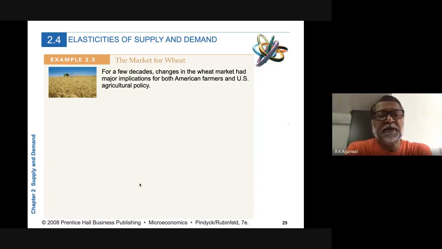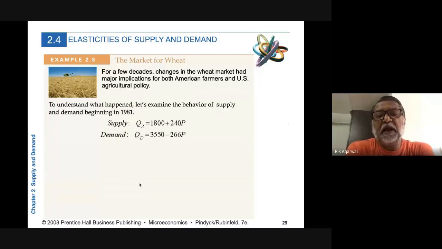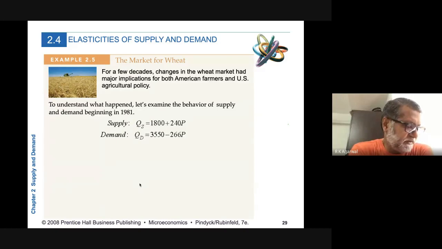announces minimum support price. Now, to understand what happens and how to calculate the elasticity of demand for wheat with respect to price using the point method, let us examine the behavior of supply and demand beginning in 1981. Of course, this is a very old example, but this can easily become 2020 or 2019. So these are the two curves: the supply curve or supply equation, and this is the demand curve, demand equation.